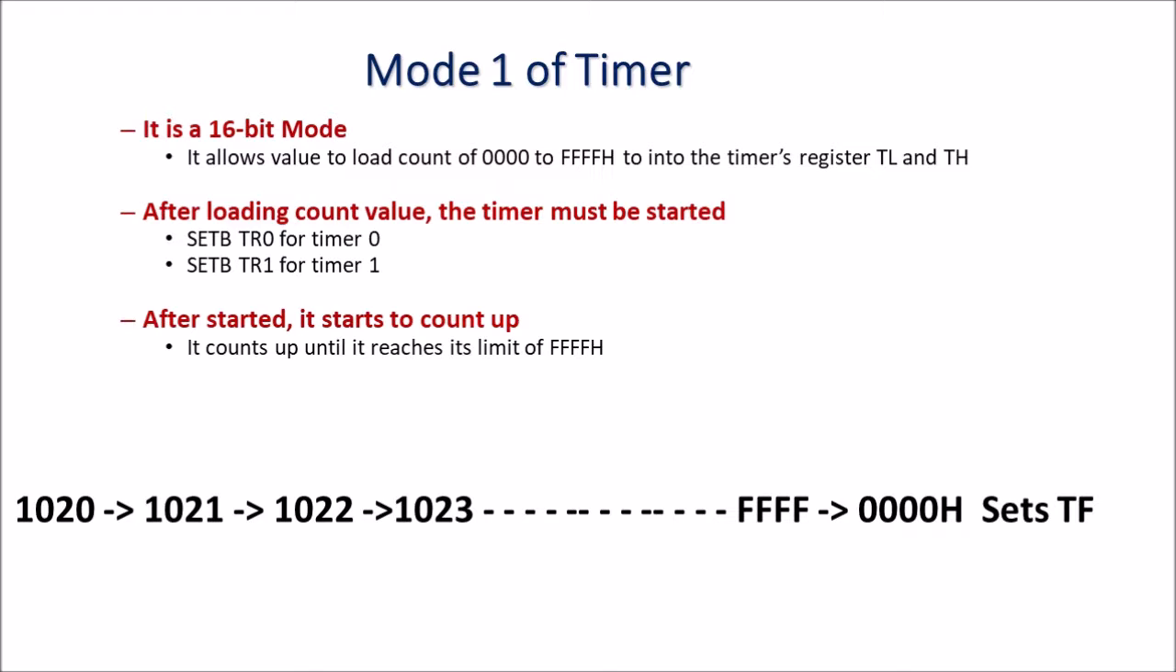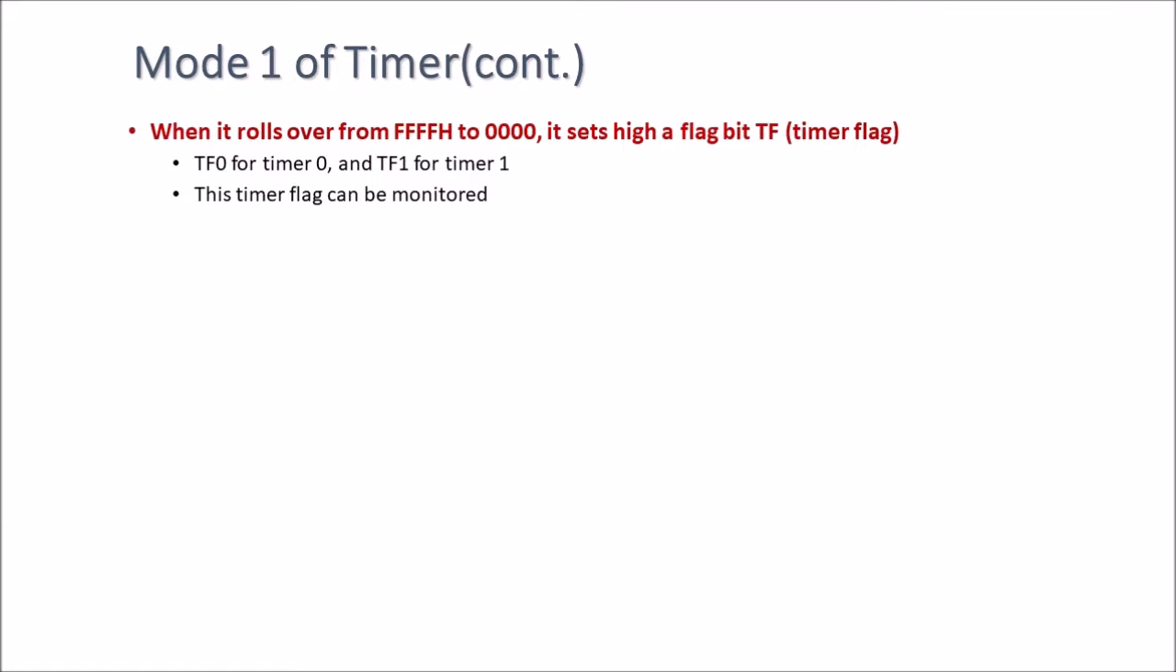This step also requires 1 clock cycle. So when count will roll over to 0000H, the timer flag bit will be set by this timer block. So TF0 bit will be set if timer 0 is used and TF1 will be set if timer 1 is used. So if TF flag bit is 1, it indicates that timer has completed its counting operation. So if timer flag is set to 1, it indicates that timer operation is completed.